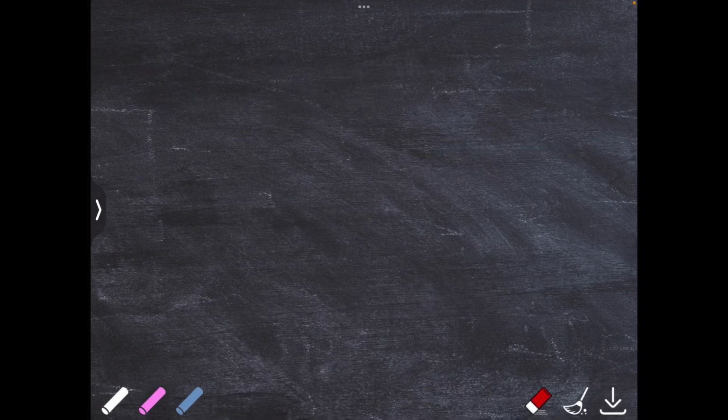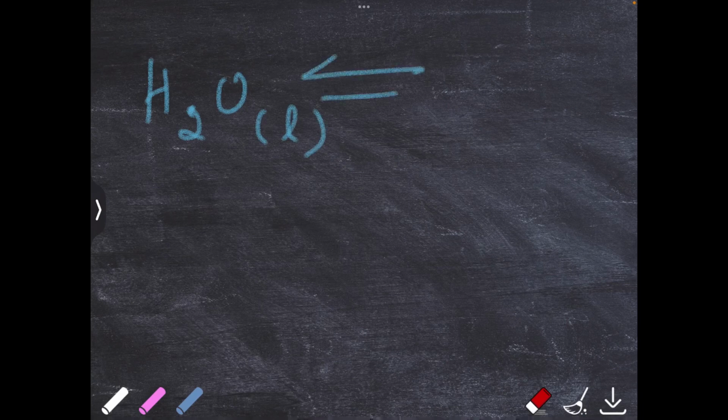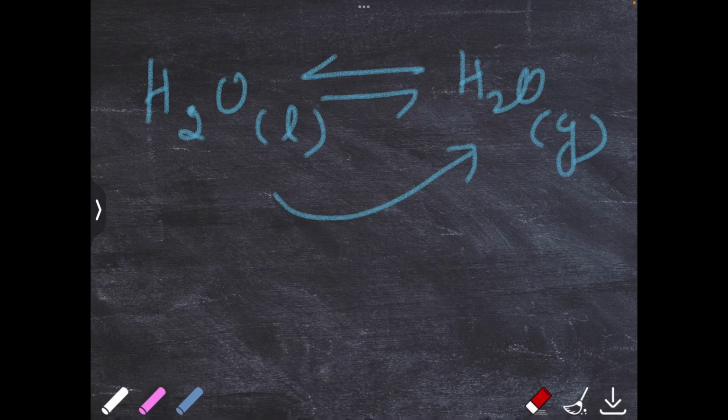Or you can take another example. Liquid water, this is a physical equilibrium of course, converts into gaseous water. Now if liquid water is converting into the gaseous state and the vessel is not closed, then the water vapors may escape into the atmosphere. So the vessel has to be closed.